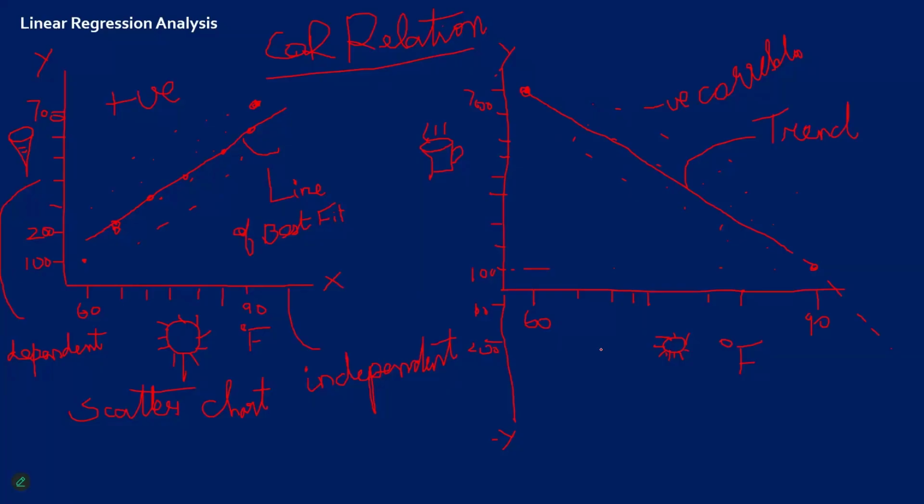Then, the variable that we place on the x-axis, we call that independent. And the sale of the coffee always depends on the temperature. So we call this the dependent variable, because it depends on the temperature. And this one is independent. All right.